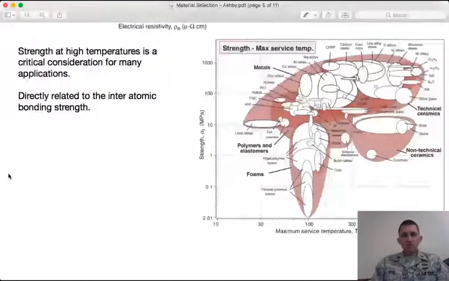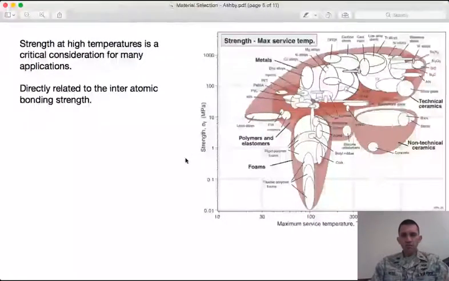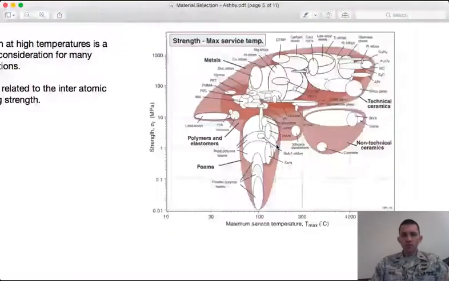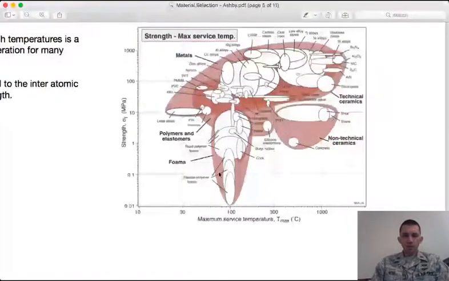Temperature-wise, we also care about max surface temperature. So here we have strength at high temperatures. This would be an important one for a lot of aerospace applications, and we see here that the polymers and foams have a relatively low maximum surface temperature, and it's really the metals. So the metals occupy a huge range of surface temperatures, all the way up to, say, 1,000 C or so, and a fairly healthy range of strengths.